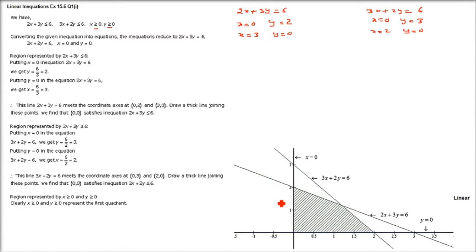So 0, 2, let us mark it. This is 0, this is 2. X is 0, y is 2. Now x is 3 and y is 0. So which is that point? This is 3, 0. Now make a thick line because it is inclusive, less than or equal to. The line is included in the solution, so you have to make a thick line.